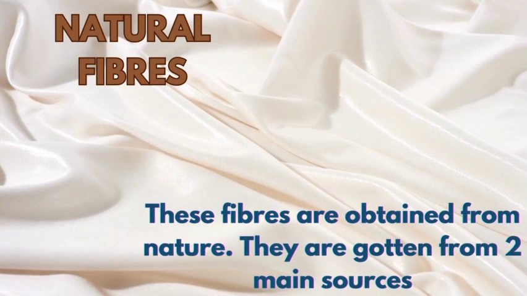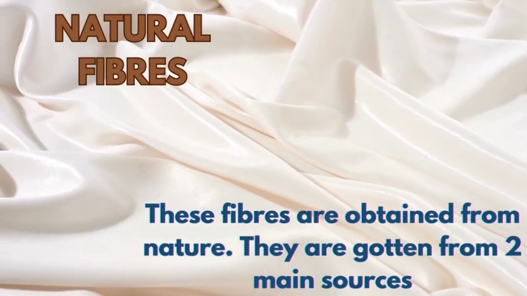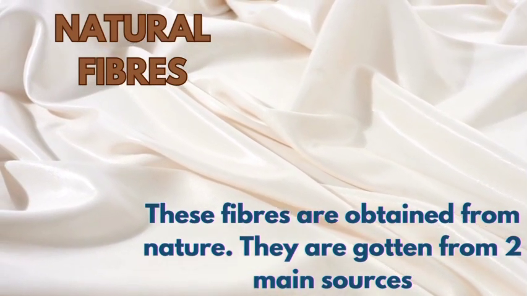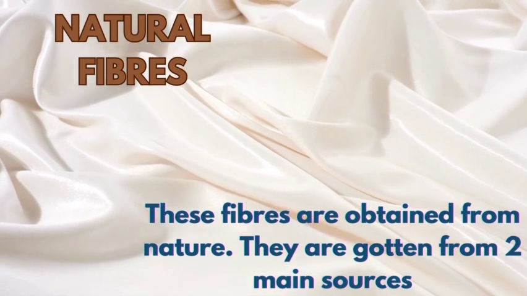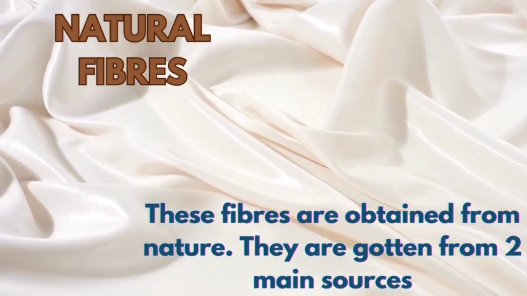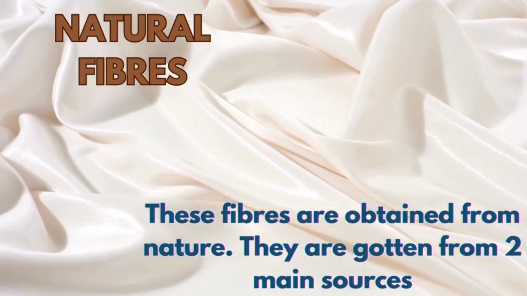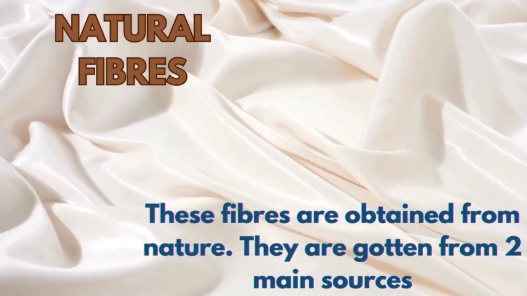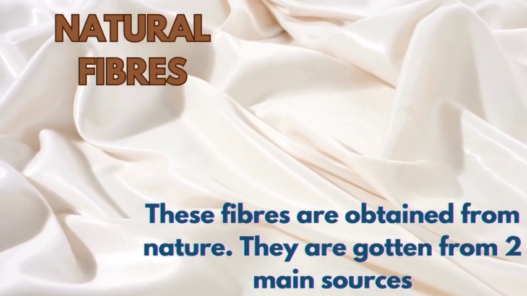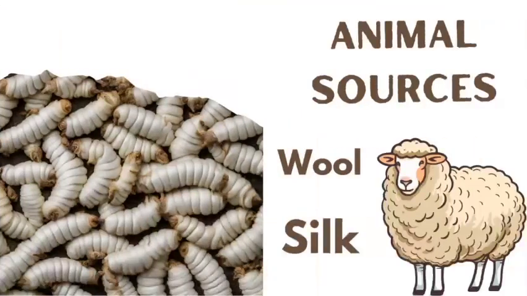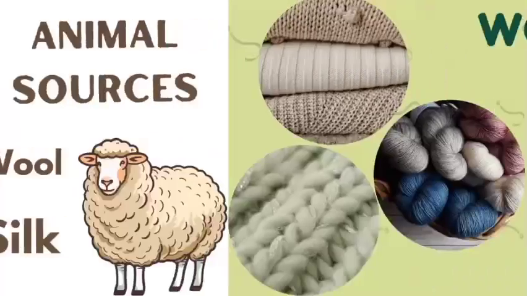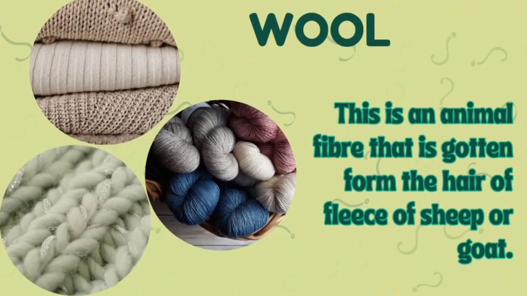So what are natural fibers? These are fibers that are obtained from nature. They are gotten from two main sources, which are the plant sources and the animal sources. Animal sources include your wool and your silk. So now let's talk about the wool.